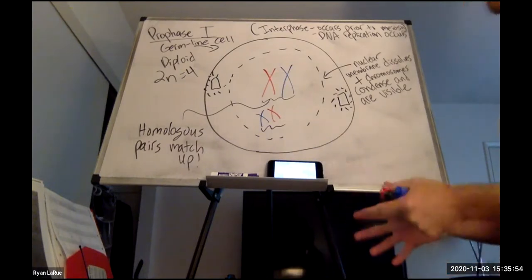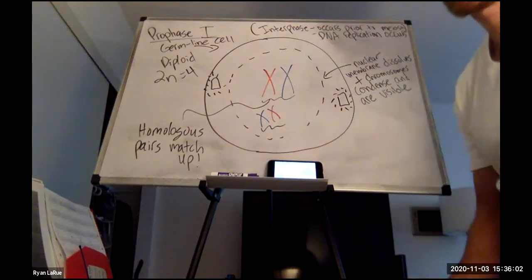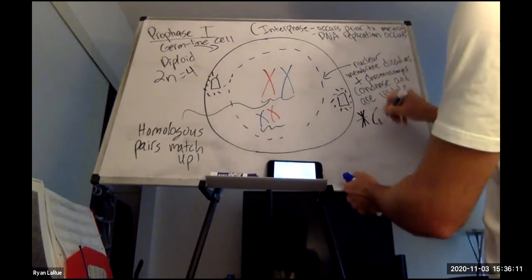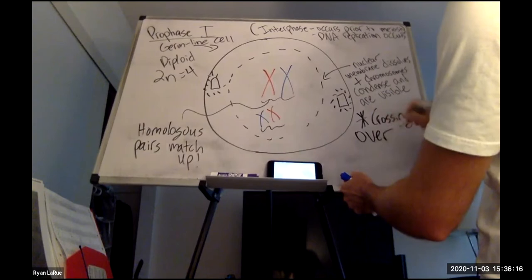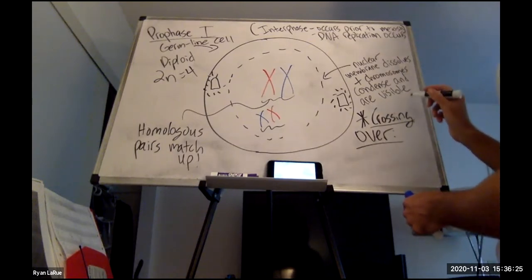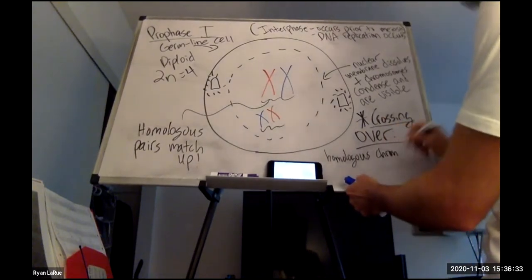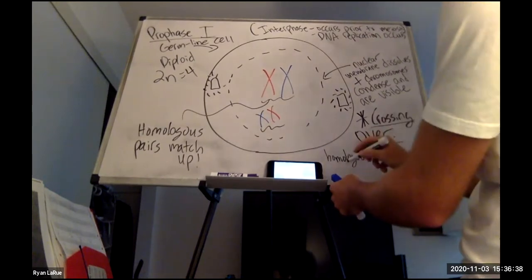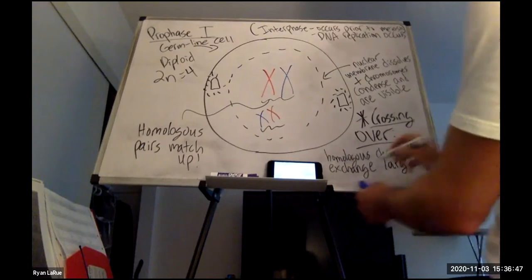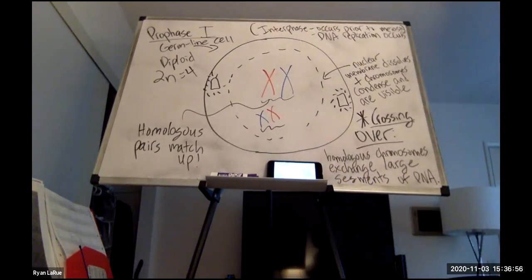Okay. The next important difference that occurs is called crossing over. So, do an asterisk here. Crossing over. And this is when, and we're going to draw this, visually represent it, but this is when homologous chromosomes exchange large segments of DNA. Large segments of DNA. I'll sort of draw out what that looks like.